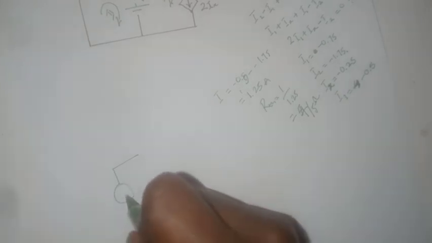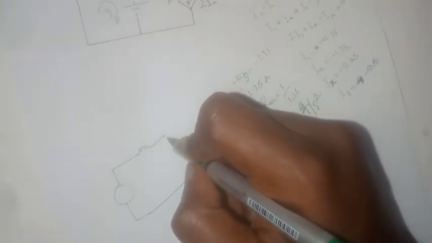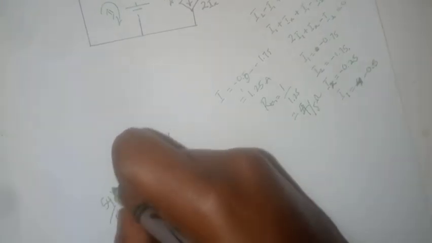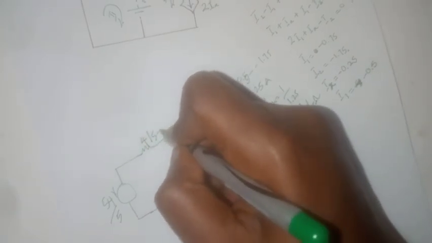For this reason, the equivalent Thevenin circuit will look something like this. We have a resistor, we have A and we have B, and we have 54 over 5 volts, and we have 4 over 5 ohms.